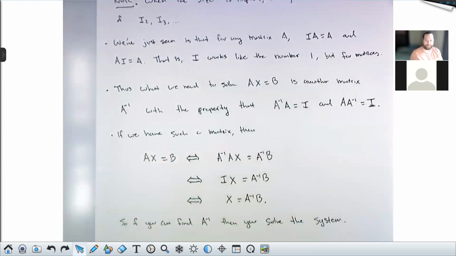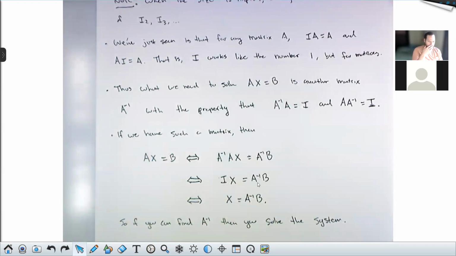How do you find such a matrix? This becomes the big challenge now, right? So we can re-express our system as the matrix equation AX equals B. I know I can get rid of the matrix A on the left-hand side here, isolating X if and only if I can find this new matrix A inverse, so that when I multiply on both sides by it, I just get X over here.